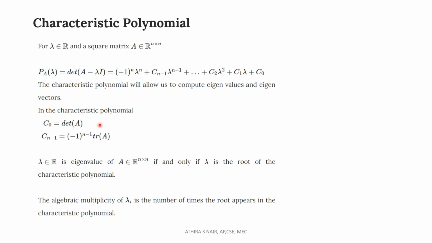In the characteristic polynomial, c_0 is equal to determinant of A and c_(n-1) is equal to (-1)^(n-1) times trace of A. So lambda an element of R is an eigenvalue of A an element of R^(n×n) if and only if lambda is a root of the characteristic polynomial. The algebraic multiplicity of lambda_i is the number of times the root appears in the characteristic polynomial.